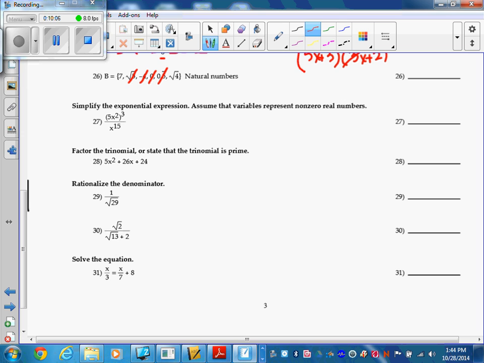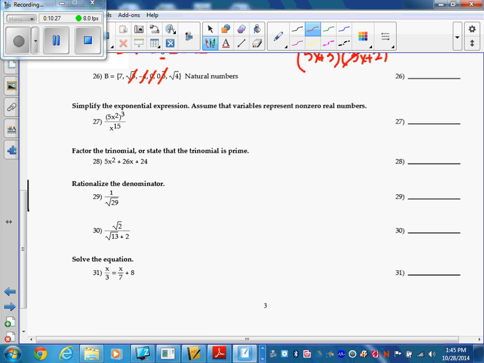Okay, number 27. Simplify the exponential expression and assume that variables represent non-zero numbers. So in other words, they're saying that x is not going to be 0 because then it would be something Mr. Thailander would throw a desk at you about, right? Because he doesn't like dividing by 0.